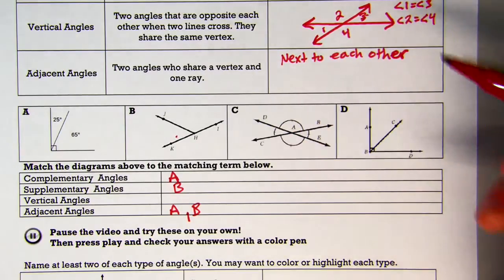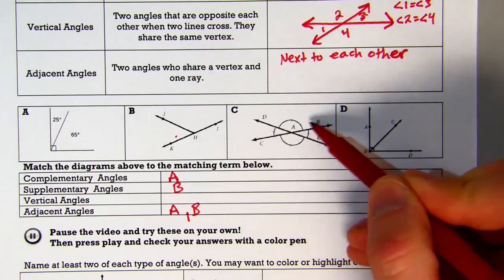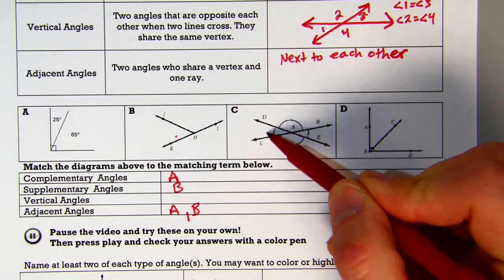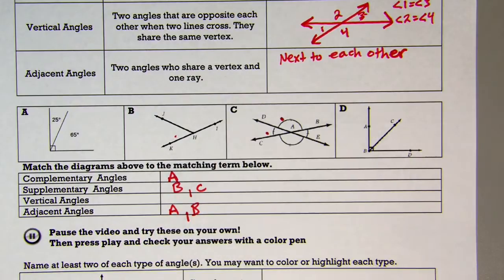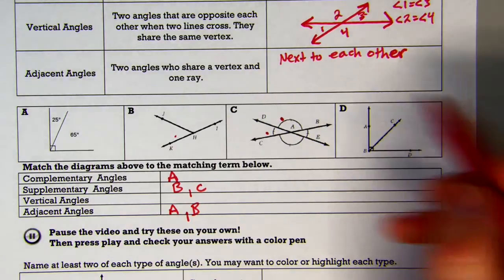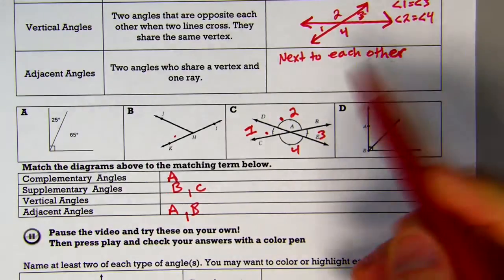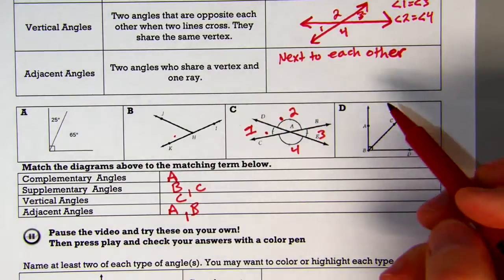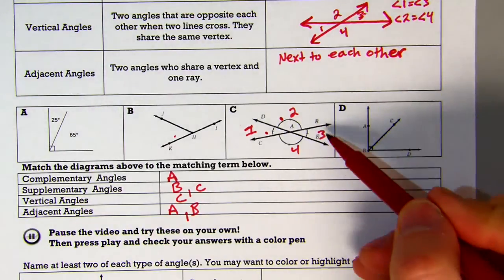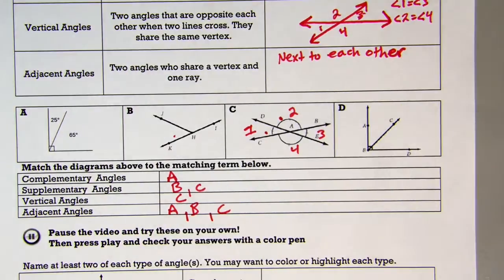Alright, C. We do see here a straight line, and we have a line that intersects it, so we know that these two angles, this one and this one, can be considered supplementary. They add up to be 180 degrees. We also see that there's some opposite angles. So if I do number 1, 2, 3, 4, we can see that 1 and 3 are opposite of each other, which makes them vertical, as well as 2 and 4 opposite of each other. And then we also see angles that are adjacent to each other. 3 and 4 are adjacent, 2 and 3, 1 and 2, 1 and 4. Those are all adjacent or next to each other.